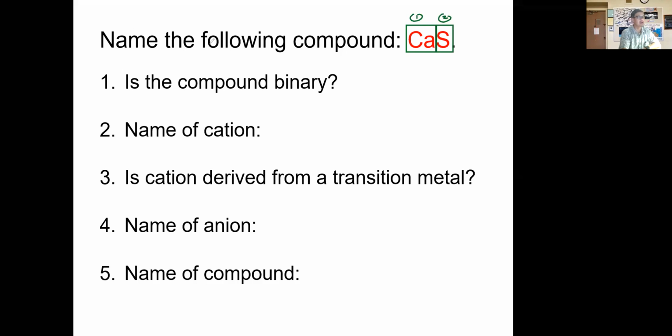So is this compound binary? Yes. We have to be able to answer these questions. Hopefully you don't have to write it all out, but you're doing this in your head. In order to name these compounds, first we're going to identify whether it's binary. Binary just means two elements participate in this compound. And there it is. We have the element calcium and the element sulfur.